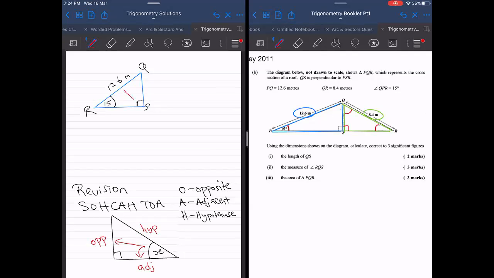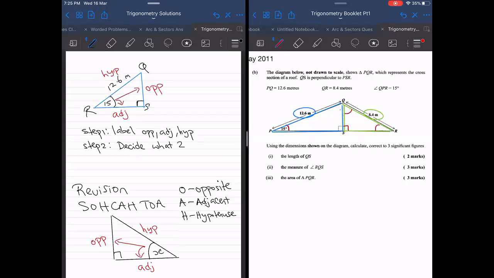So similarly up here, across from the right angle, that's my hypotenuse. So guys, just pay attention. And then that leaves two sides. The one closest is the adjacent, the one across is the opposite. So whenever you have these things, the first thing you want to do is to label the opposite, adjacent, and the hypotenuse.